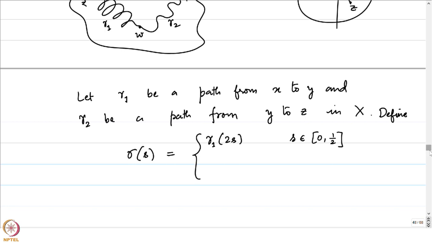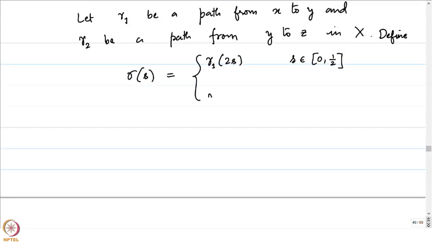And in the second half, that is what we were doing, right? In the first half, it will go till W, and in the second half, it will go from W to zeta in the picture. Here, it will be from X to Y, and then the second half will be gamma 2 of 2S minus 1, where S is from half to 1. By using the pasting lemma, or by brute force, you can check that sigma is actually a continuous mapping from [0, 1] into X.